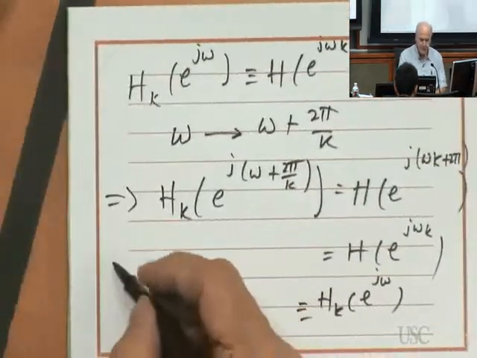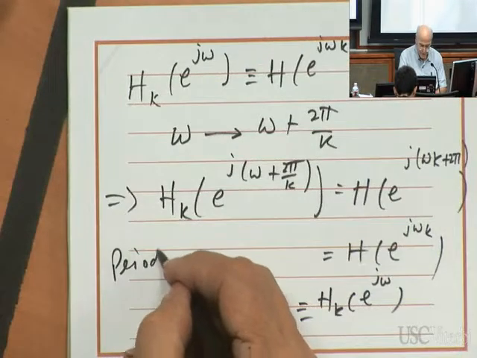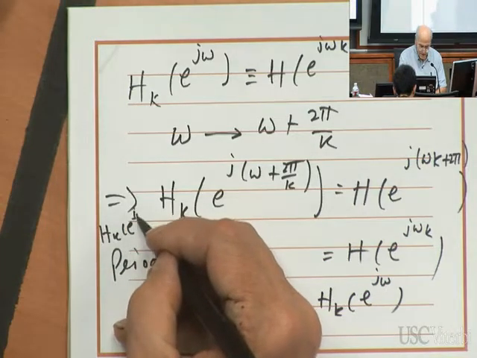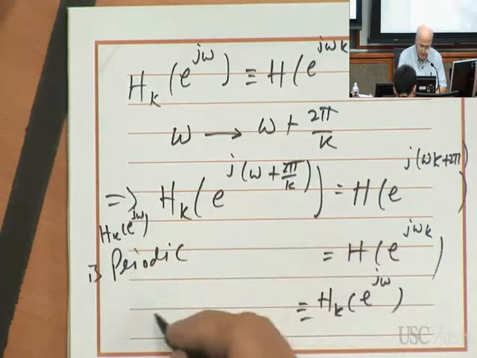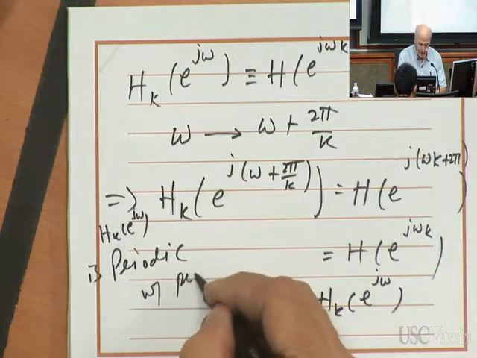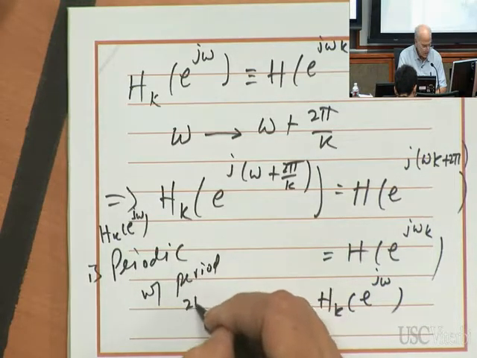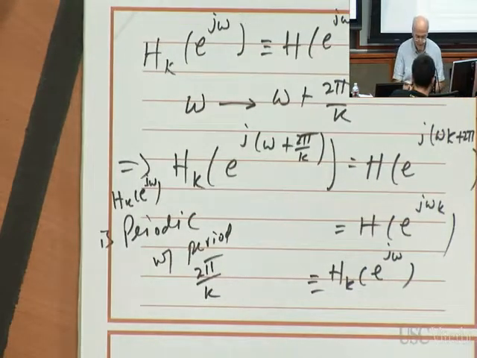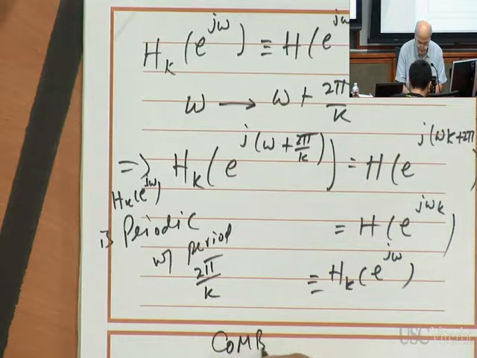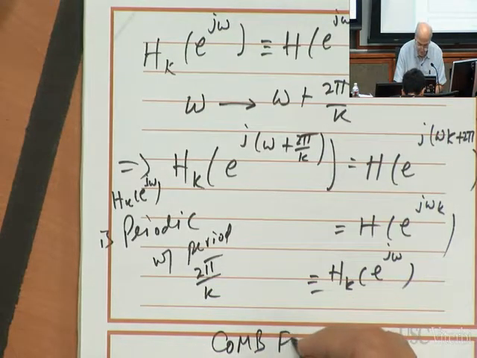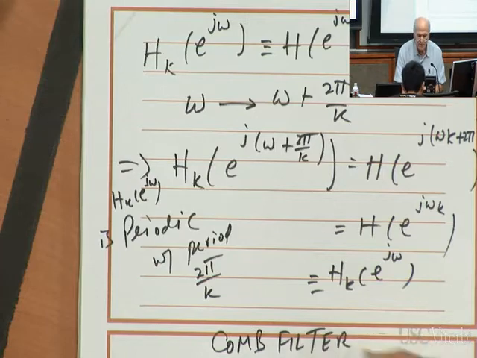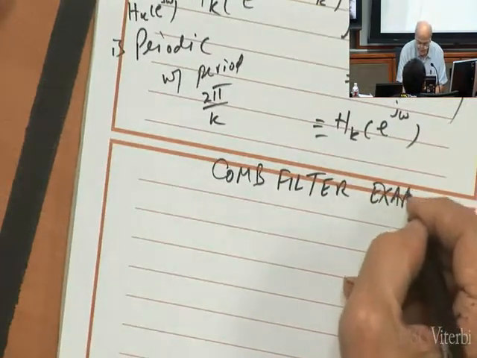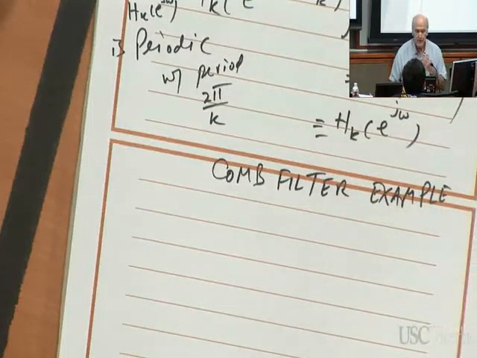So that demonstrates h sub k of e to the j omega is periodic with period 2 pi over k. That adds a little bit more detail. And let's look at our comb filter example. Now I'm going to add a little bit more to this example by considering things, as you know I like to do, in the time domain example.